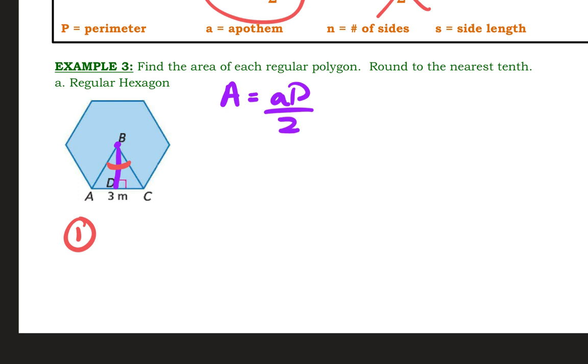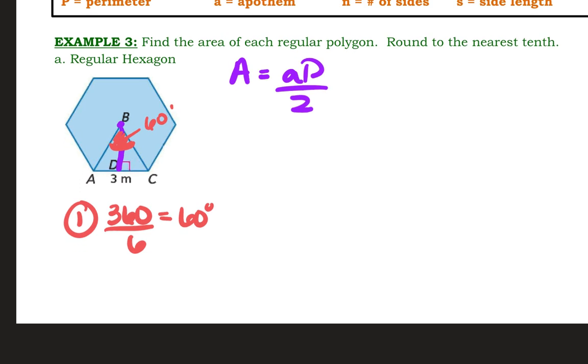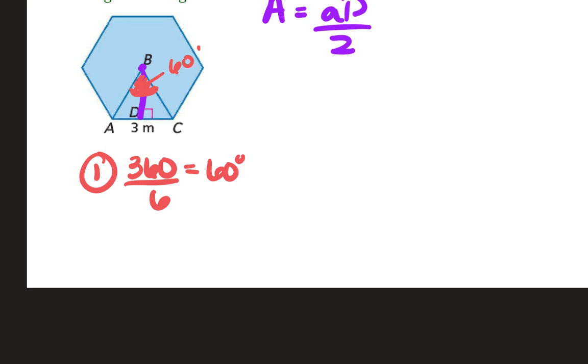How are we finding it on that first example? We did 360 divided by what? 6. And that gave us 60 degrees. Now, that is the whole measurement right here. This entire angle is 60 degrees. You don't need the whole 60, you need half of it. So what would be half of 60? All right, so 60 divided by 2 is 30.